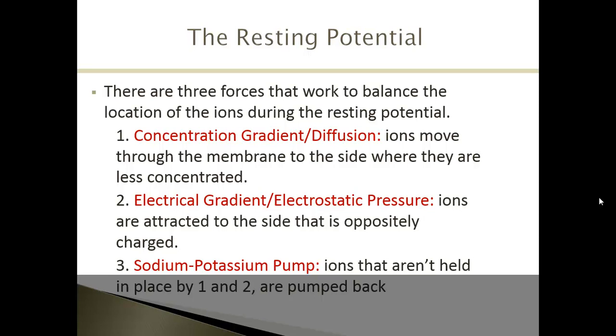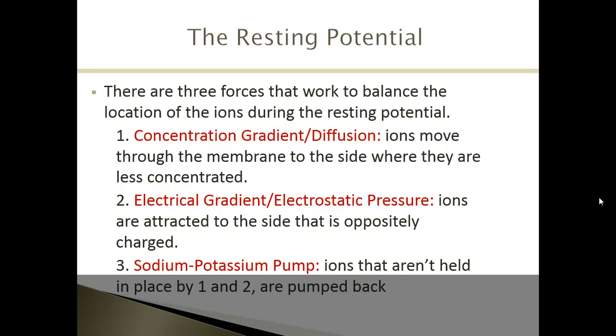This is done through three different forces that keep those ions in the locations that they're supposed to be in for the resting potential. And these forces are concentration gradient, or diffusion, and basically it's what you learned in middle school, that molecules that are in areas of high concentration just naturally want to diffuse to areas of low concentration.